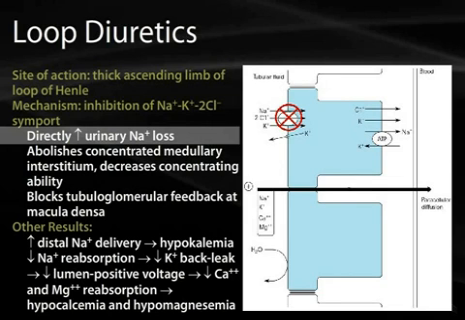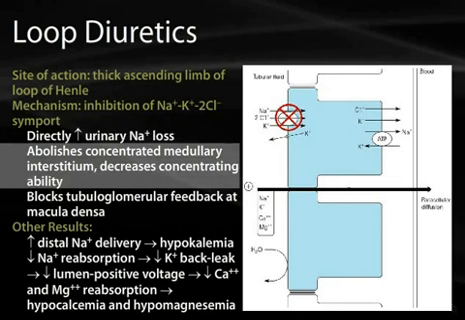Also, however, because the thick ascending limb is one of the diluting segments of the kidney, inhibition of the sodium-potassium-2-chloride cotransporter leads to inability of the kidney to maximally dilute urine. The end result is decreased ability to both concentrate and dilute urine. Thus, urine created as a result of loop diuretic administration is usually isoosmolar.